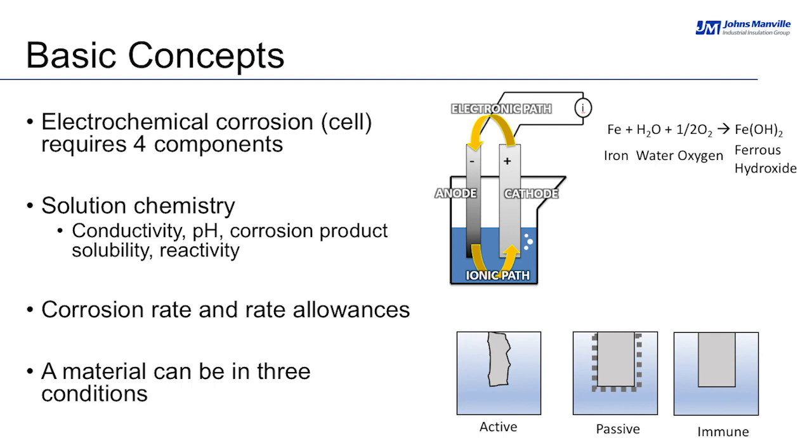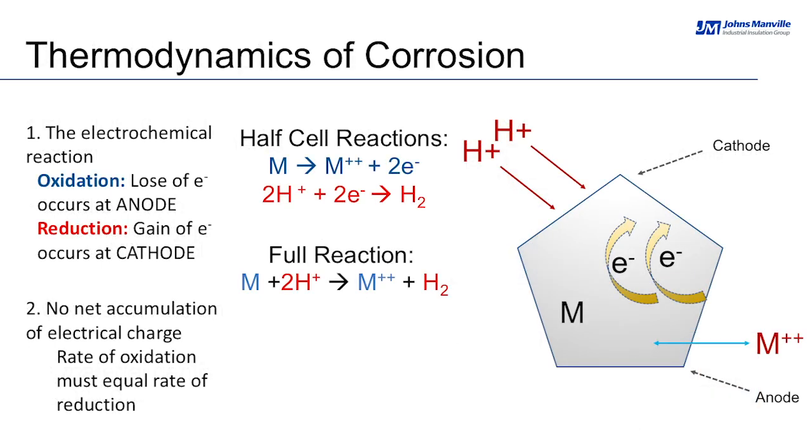Another concept that we also need to make clear is that the material can be in 3 different conditions. It can be in an active condition, as shown right there in the image on the bottom. Corrosion is happening on the surface. This material can also be in a passive condition, when there is a passive layer on the surface of the material, or it can be in an immune condition. We would all like to be in that third condition, correct? The immune condition, where the materials are not corroded. In order to get there, material selection is very important.